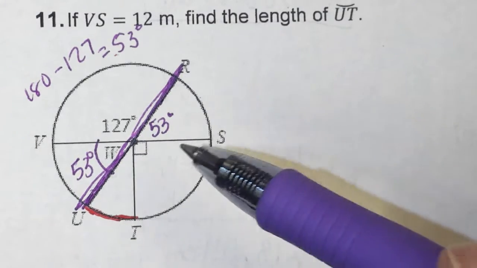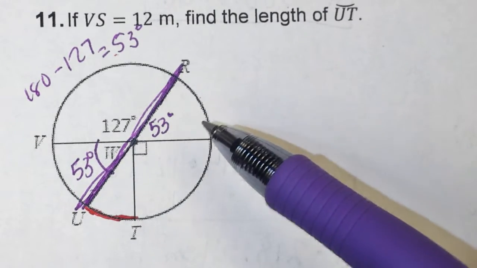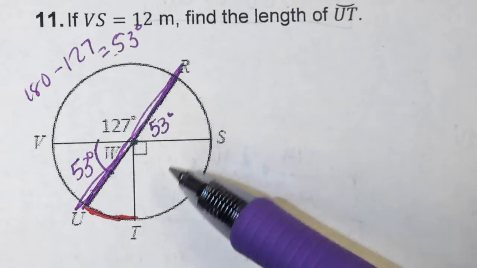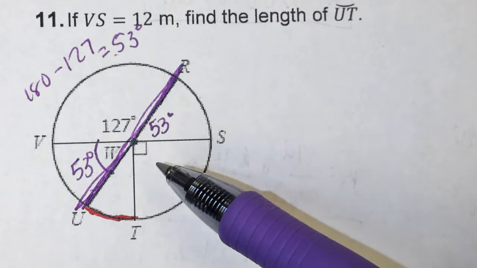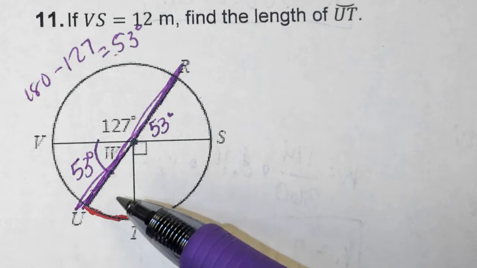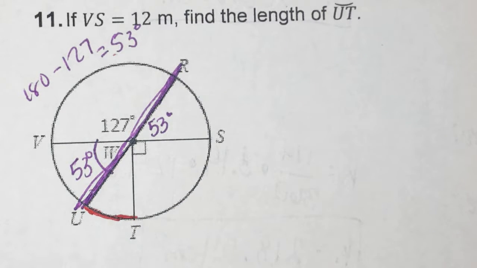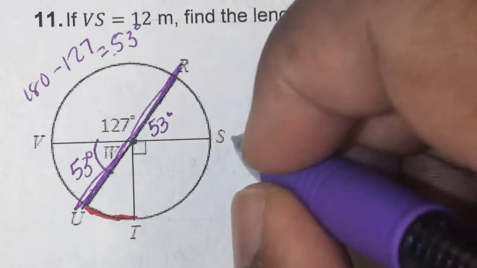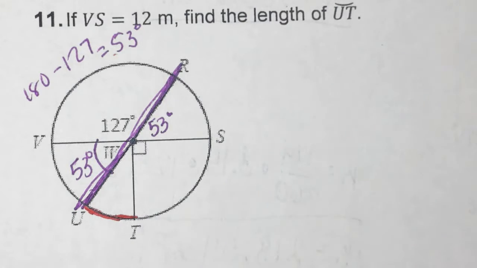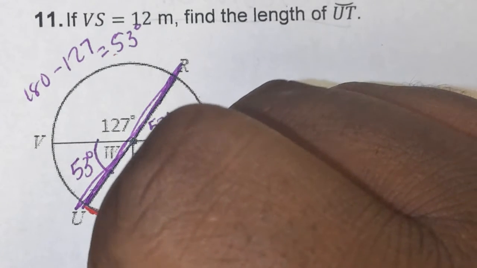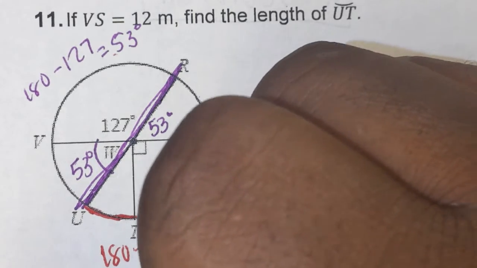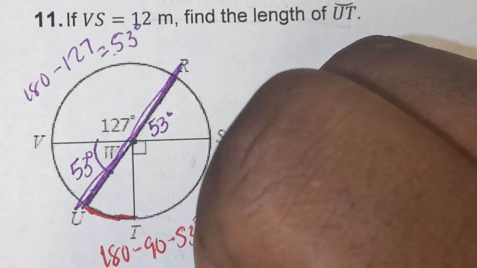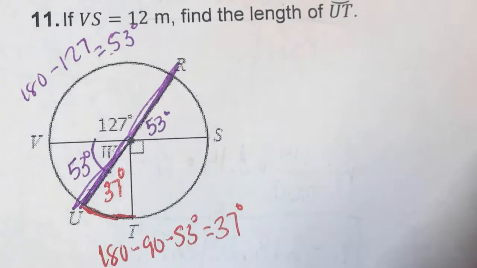So she took a little bit of a different path. On this side, she saw a straight line. She had 90 and 53, added that together, and subtracted that from 180 to get this angle right here. So she did 180 minus 90 minus 53 and got 37 degrees. Alright. L equals 37 over 3.